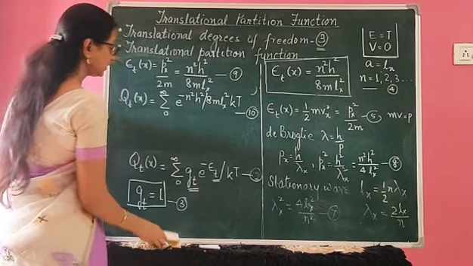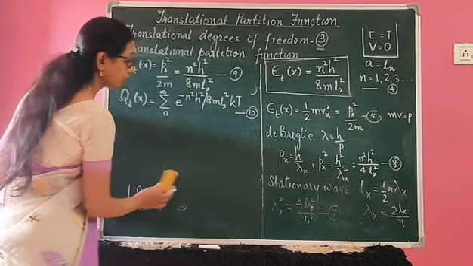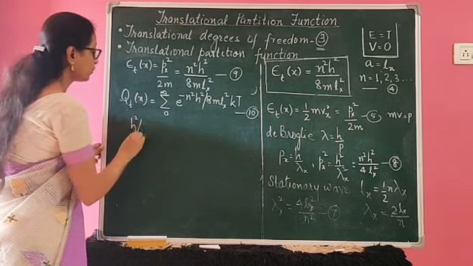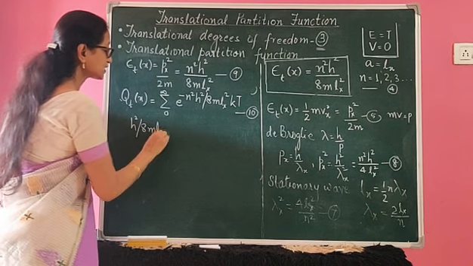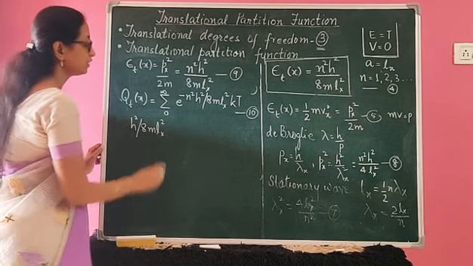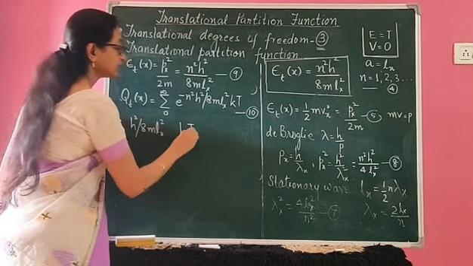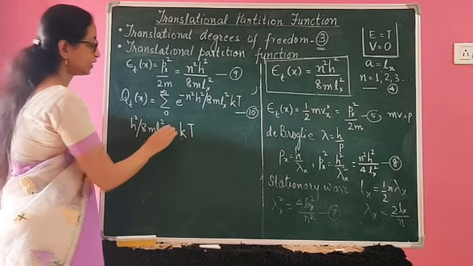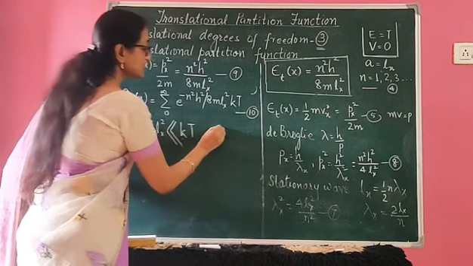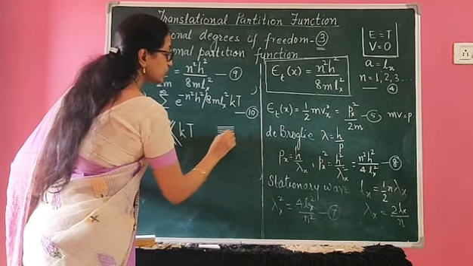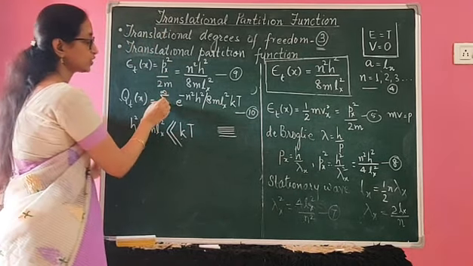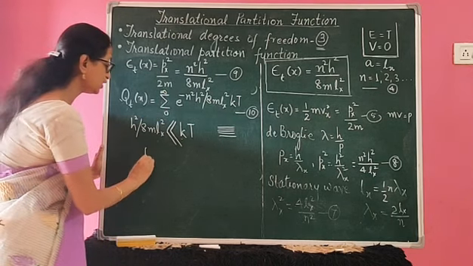Now here, we have substituted the value of Gt and Et in this equation. Now h square upon 8m Lx square, we compare the value of this with kT. kT is the thermal energy. This is very high compared to this. So the translational energy levels will be closely spaced. They are not far from each other. So we can convert this summation, or we can write this summation in the form of integration.